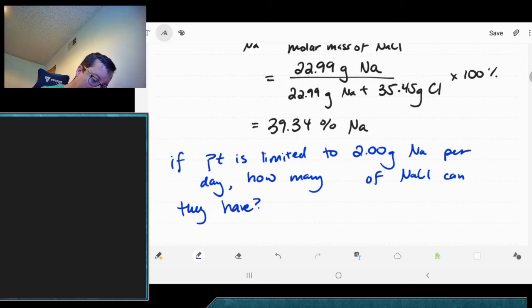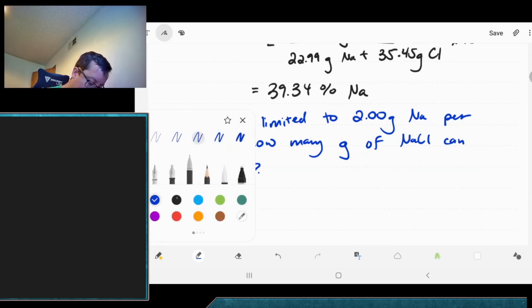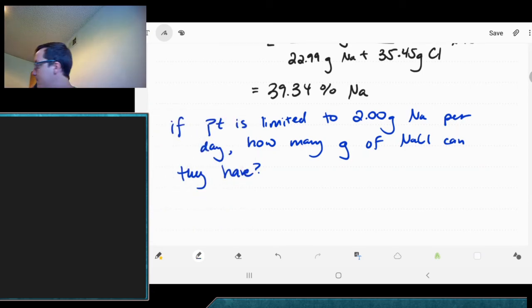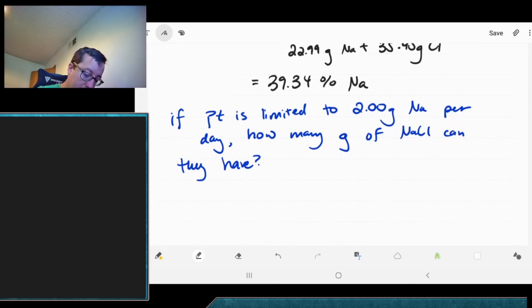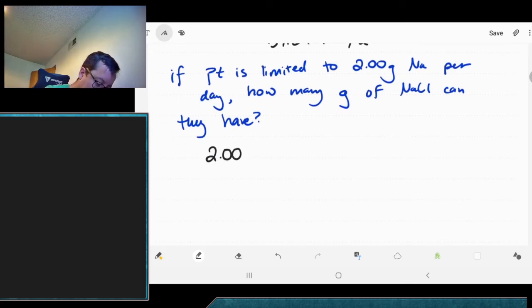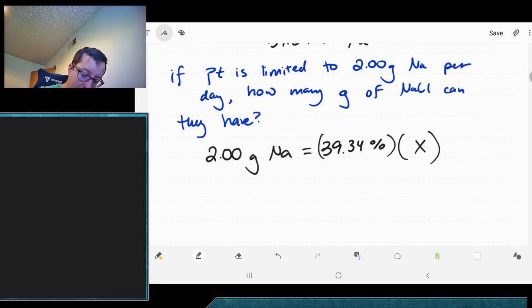We can use this mass percent idea to figure it out. We know that of our sample of sodium chloride, about 39% of it will be sodium. So if we want to end up with 2 grams of sodium, that's 39% times some mass of sodium chloride, right?